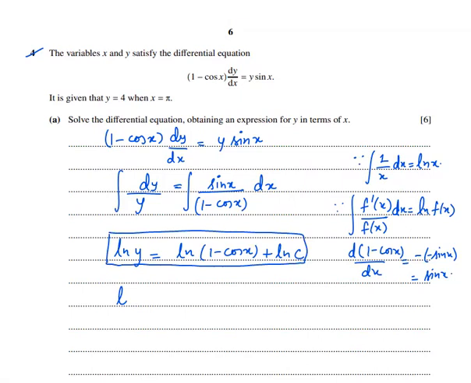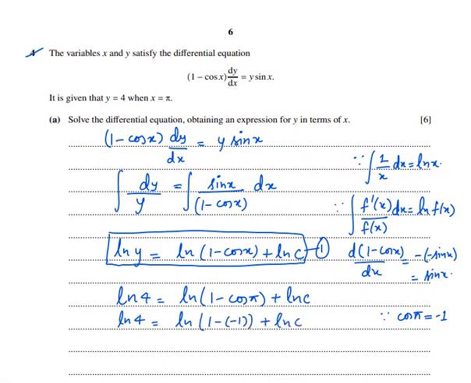This is our general equation, equation 1. Now y equals 4, so ln 4 is equal to ln of 1 minus cos pi, plus ln c. Now cos pi, since cos 180 is minus 1. So therefore we have ln 4 is equal to ln of 1 minus minus 1, plus ln c. And finally we have ln 4 is equal to ln 2 plus ln c.